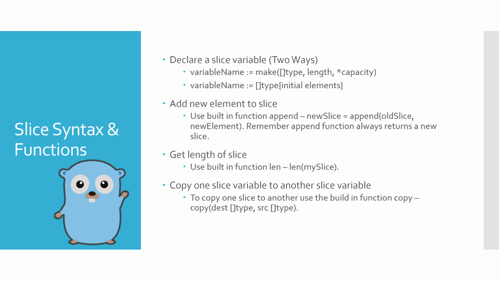So here's the syntax for declaring a slice variable. We have 2 ways. We can write it this way: variable name, the shorthand for declaring an initial variable. We can use the make keyword and then square brackets. Keep in mind, when you're declaring a slice, you do not put anything inside the square brackets. Then the data type, as in what type of data our slice is going to be holding, such as integer, float, string, or even your own custom type, which we'll talk about another time. The length of our array, and an optional capacity.